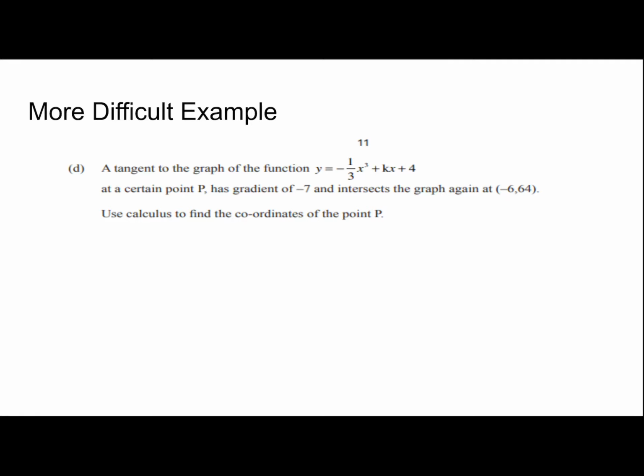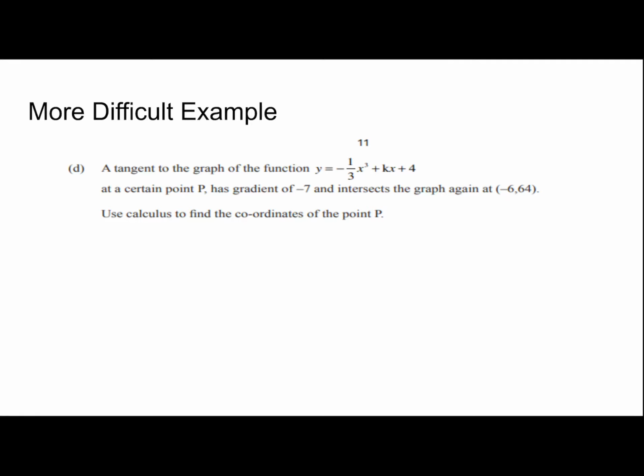Alright, so with this question, it does mention that there's a certain point P that they touch, and there's also a point (-6, 64) that they touch. So basically, I didn't actually get an image for what I'm talking about, but imagine a parabola, and a straight line just cuts through a point on the left and a point on the right. So it cuts through twice.